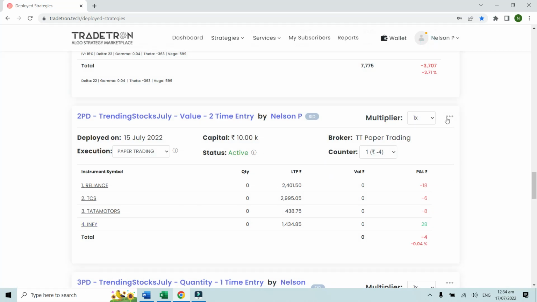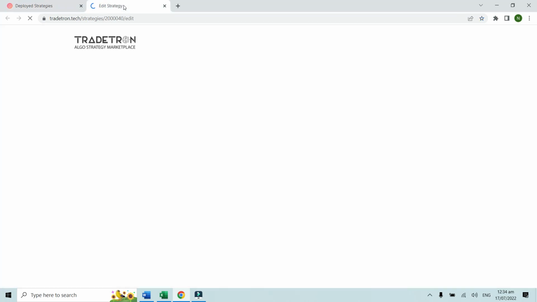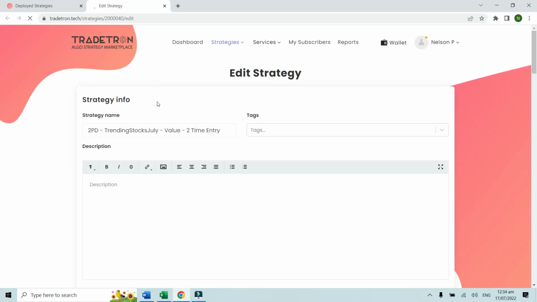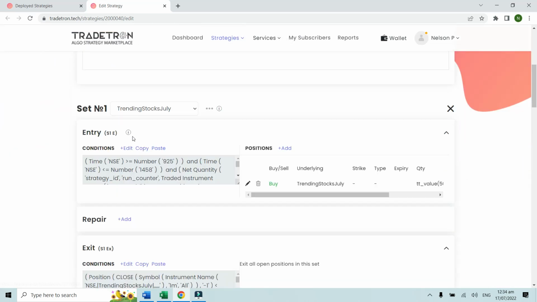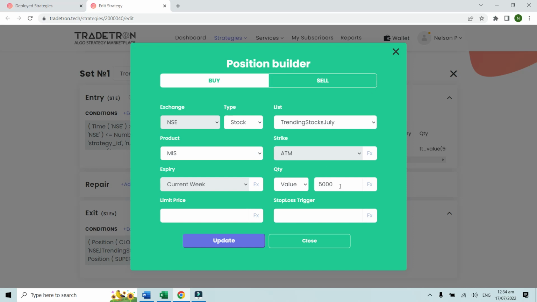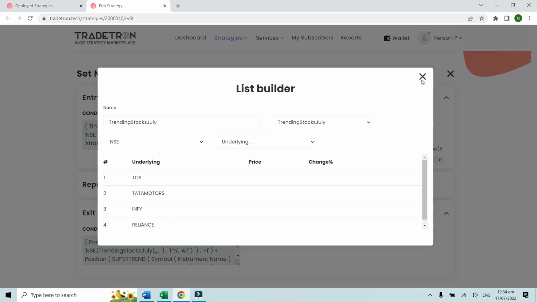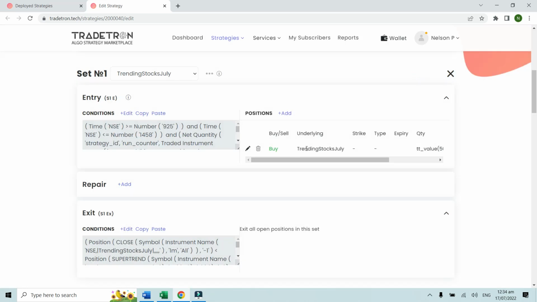So we will see the strategy conditions for this first of all. So I will go to the edit section of this strategy to show you the formula based on which this strategy is created. So first set is basically the buy side entry. So if you see in positions detail, we are buying basically 5,000 worth of quantity of each stock in the list. All right. So this trending stocks July has again how many? 4 stocks in this list, right? So we are buying 5,000 each time we enter into each stock.